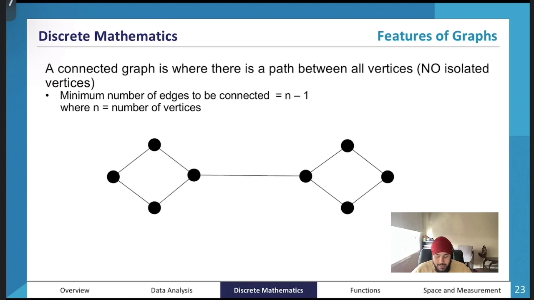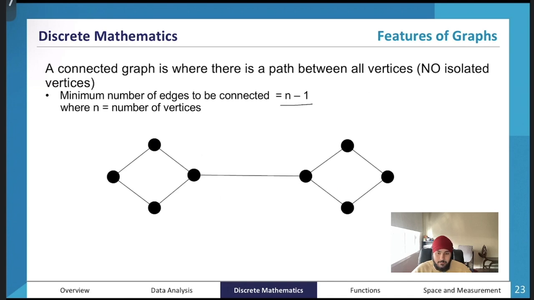And in order to be a connected graph, the minimum number of edges that it needs to have is n minus 1, where n represents the number of vertices. So if something has 8 vertices, it needs to have at least 7 edges in order to be connected. And that makes sense as well. That just ensures that there is nothing isolated, unless there are multiple edges. But yeah, both of these criteria need to be met: no isolated vertices, and the minimum number of edges needs to be n minus 1.